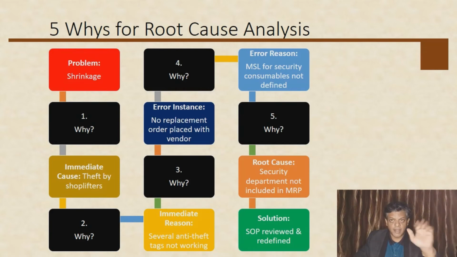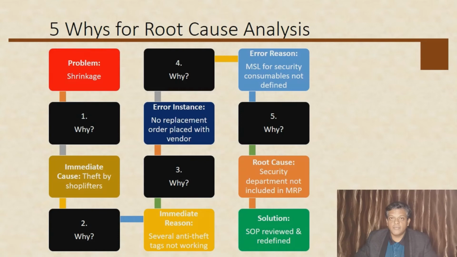So they ask a fifth why, and after a deeper investigation, they reach the real cause, the root cause: the security department was not included in their material requirements planning process. Once they have reached the root cause, they can obviously address it with the right kind of solution. So as a permanent solution, they review their standard operating procedure for material requirements planning, and they redefine it to include security as well as any other departments that were missed earlier.